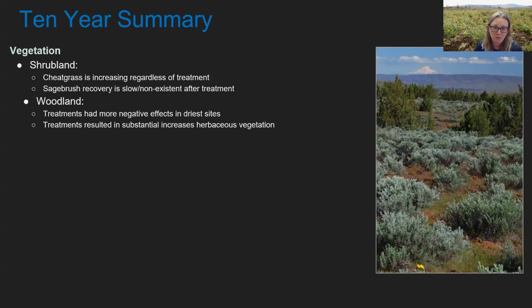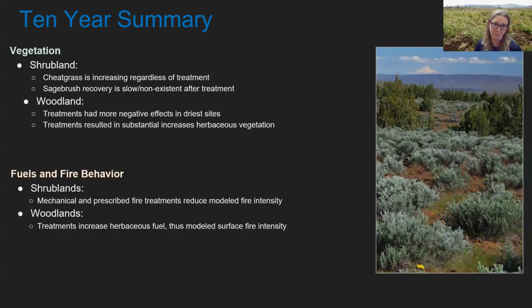In the woodland plots, there's more moisture availability. The treatments had more negative effects, and that usually means more invasive annuals, again, in the driest sites. When we removed the tree canopy, we do get more herbaceous vegetation. And if that herbaceous vegetation is native, that's a really good thing from a restoration perspective, or from a wildlife habitat perspective, but it also means that there's increased surface fuels and increased fire risk. So we took all this vegetation data and built fuel models and ran predictive fire behavior models. And we found that in the shrublands, the mechanical treatments and the prescribed fire treatments did reduce fire behavior.